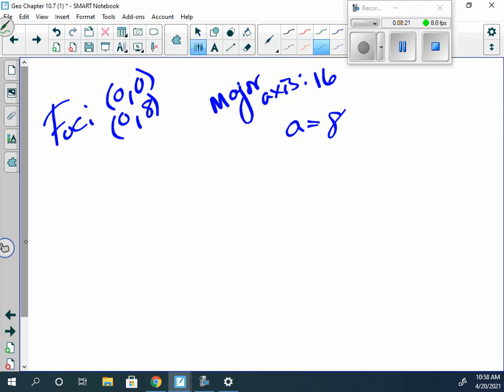So if we want to find the center, we just need to find the midpoint.